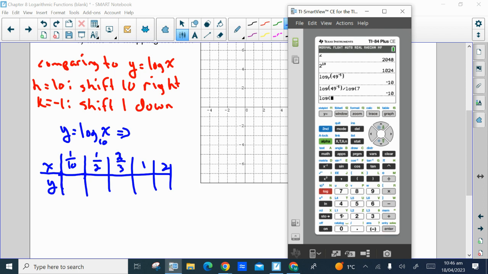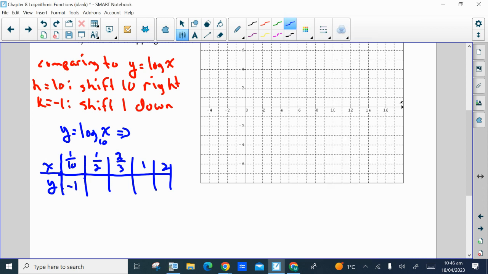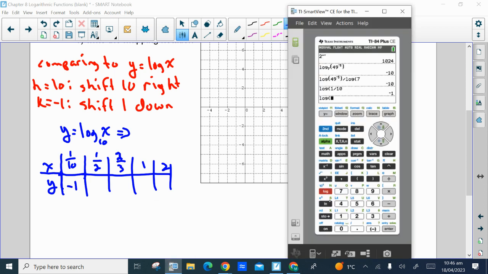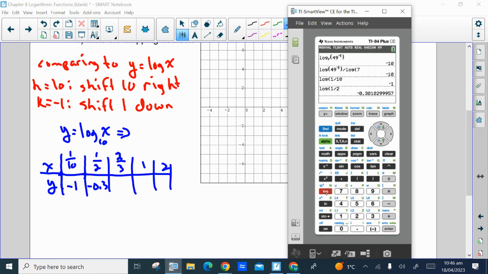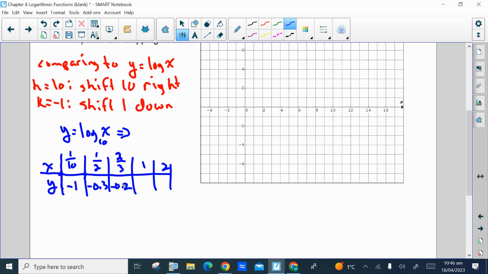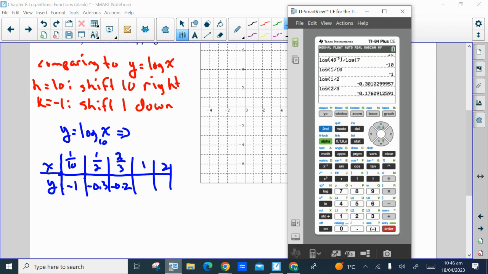The log of 1/10 is negative 1. The log of 1/2 is negative 0.3. So I have to use some estimating here. Log of 2/3 is negative 0.2. The log of 1 is 0. The log of 2 is positive 0.3.